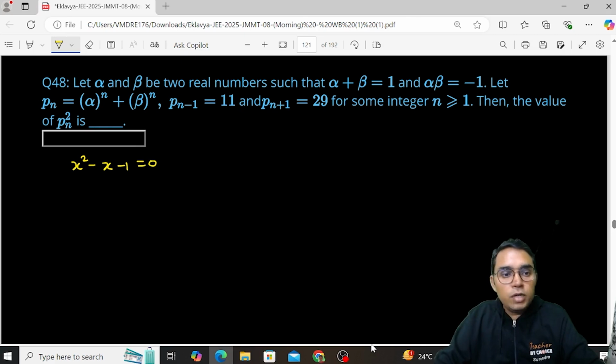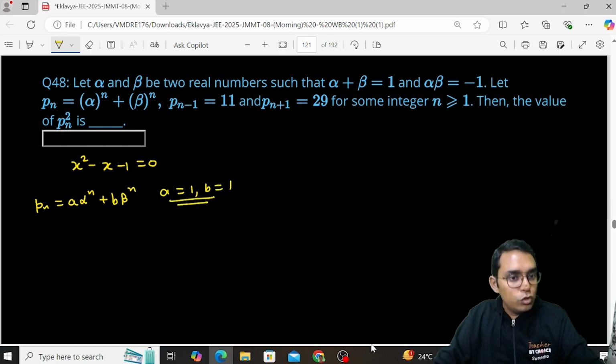Now there is a Newton formula that whenever you have a sequence like Pn is equal to a into alpha power n plus b into beta power n, here a and b are 1, 1. But even if a and b are not 1, 1, this kind of quadratic and Pn give you a recurrence relation in Pn. We can write Pn plus 1 minus Pn minus Pn minus 1 equal to 0.